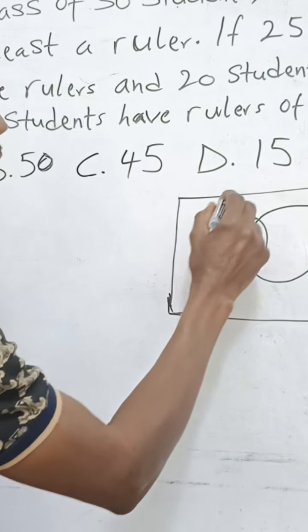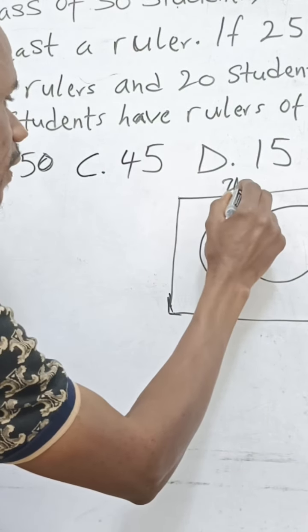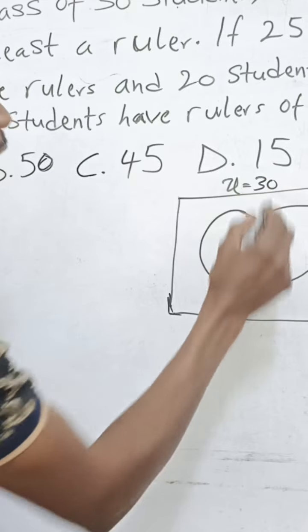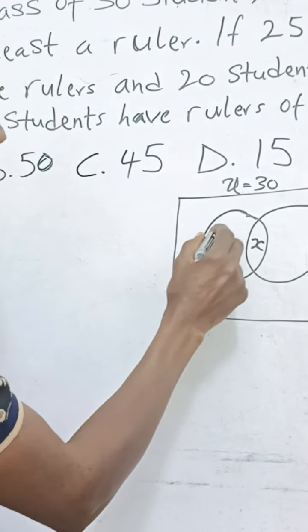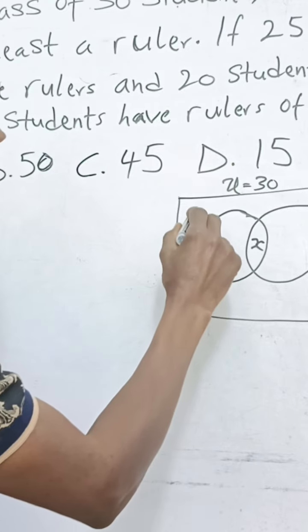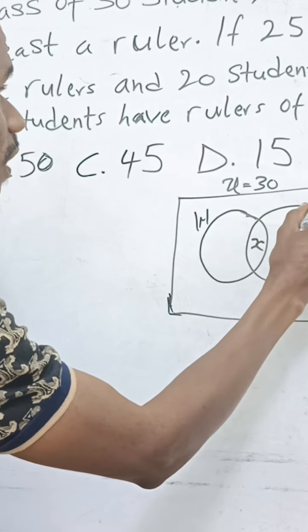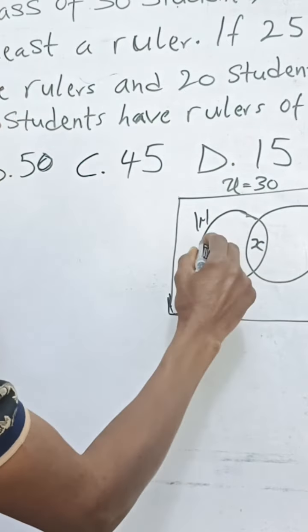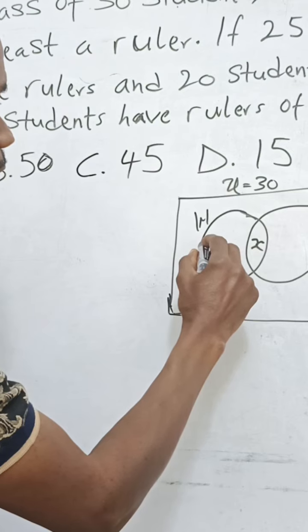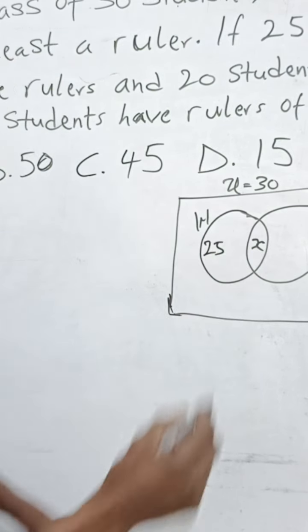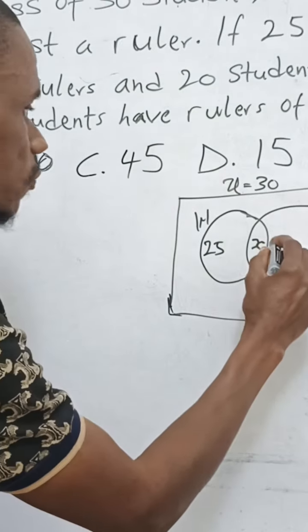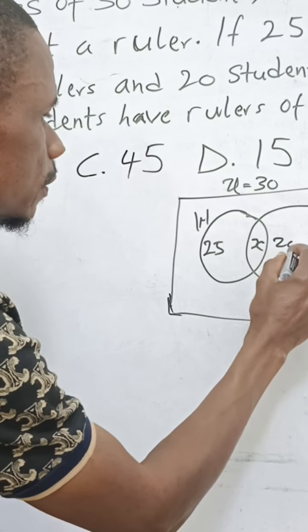Let us assume this is okay. Let's say the universal set is 30. We have 30 students. Then we have this to be the white ball, this is the yellow ball. So this will be 25 white, then this should be 20.